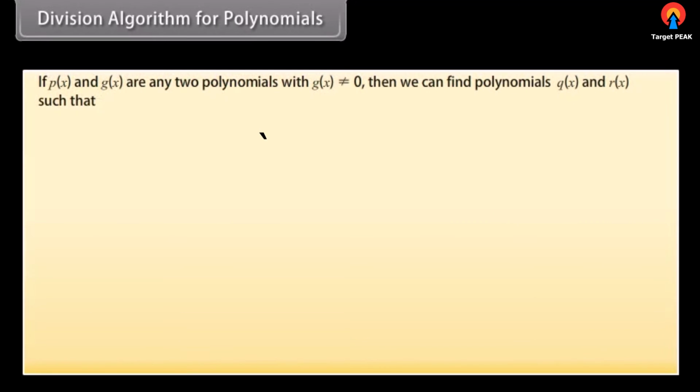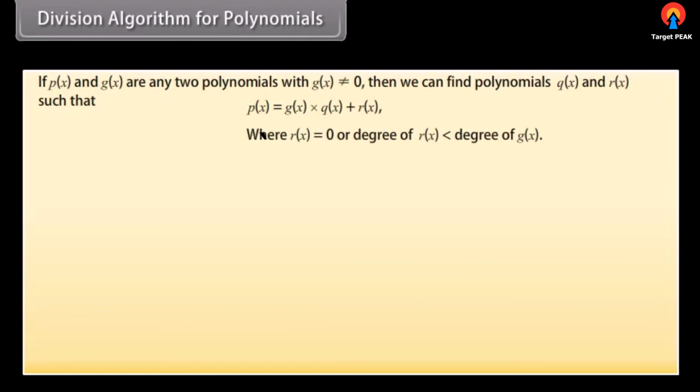Division algorithm for polynomials. If p(x) and g(x) are any two polynomials with g(x) not equal to 0, then we can find polynomials q(x) and r(x) such that p(x) is equal to g(x) into q(x) plus r(x), where r(x) is equal to 0 or degree of r(x) is smaller than degree of g(x).